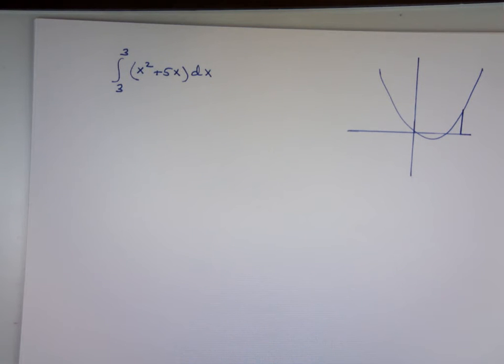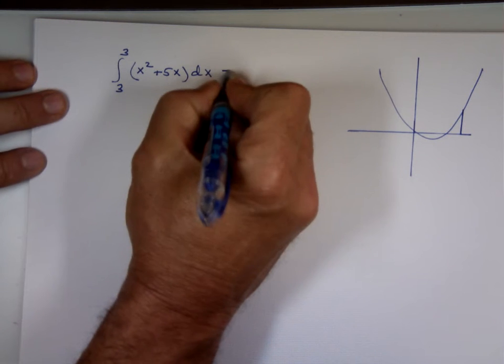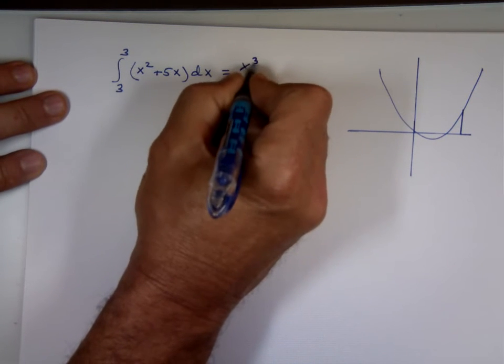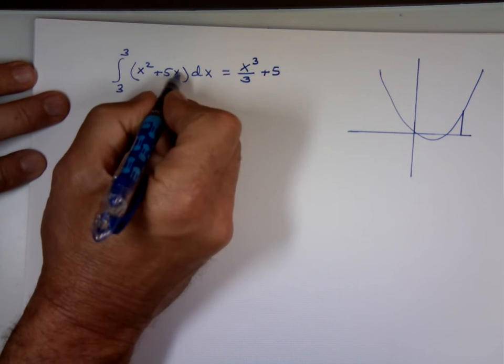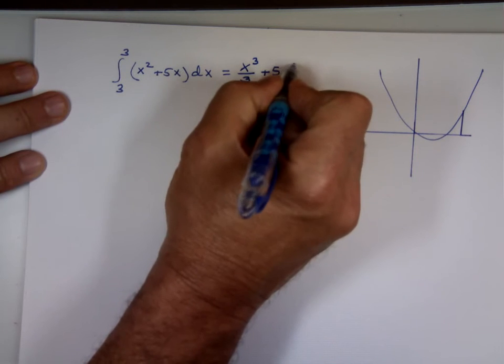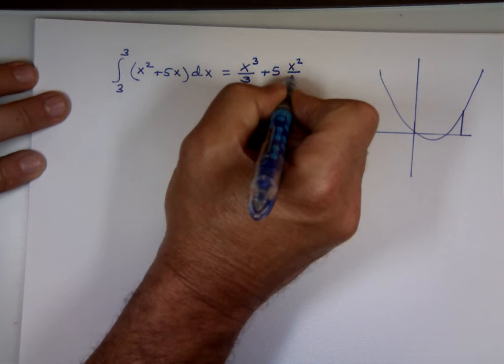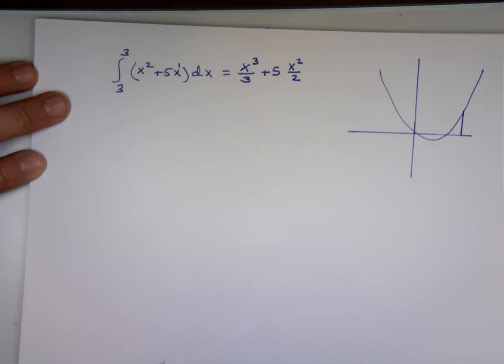But if you did your integration, you end up with what? X cubed over 3 plus, there's the 5. What's the integral of x? The integral, not the derivative. X squared over 2. You always add 1 to the power, divide by the new power. And you're going to go from 3 to 3.